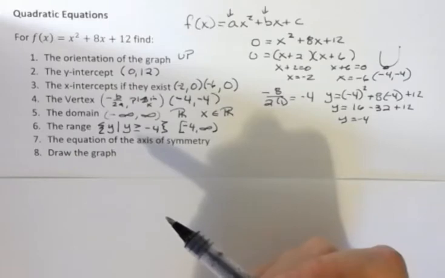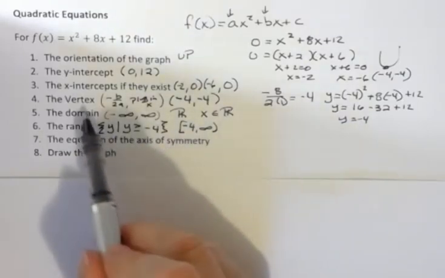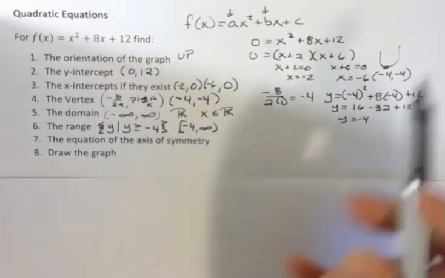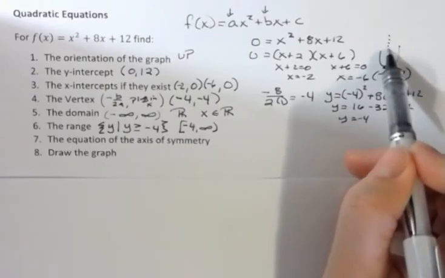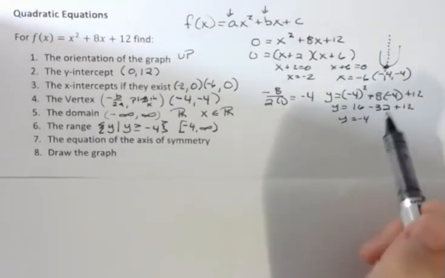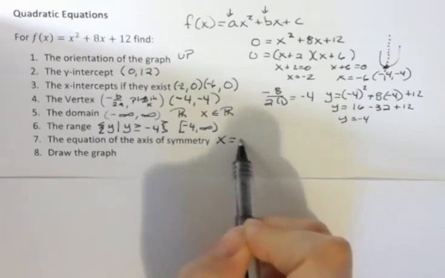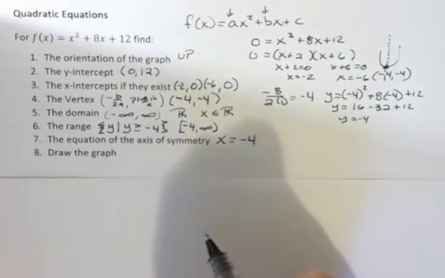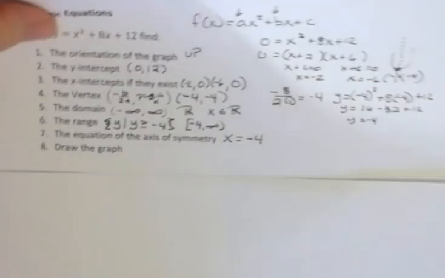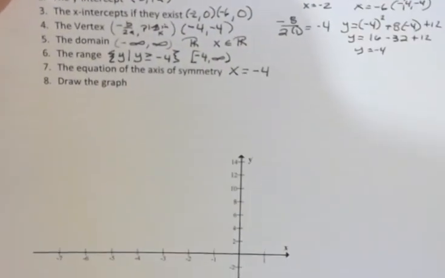The equation of the axis of symmetry also comes from the vertex. It's always the symmetry down the center, and that's the x value. So the equation is x equals negative 4. That's going to be it. And then we're going to graph that, and I have something here to help me graph that.